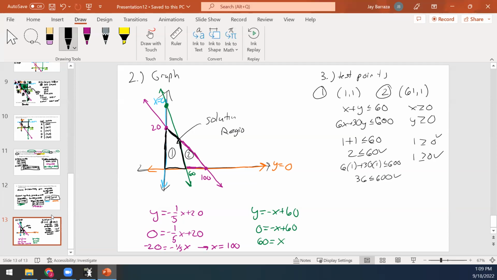But I'm telling you right now, like 90% of the time plus, that's going to be your solution region anyways. The one that's like the corner and it hits all of the lines that you're using.